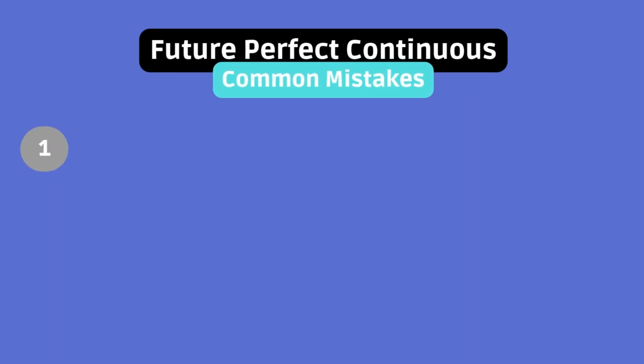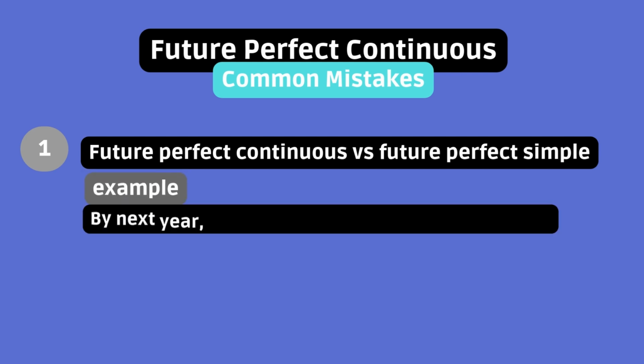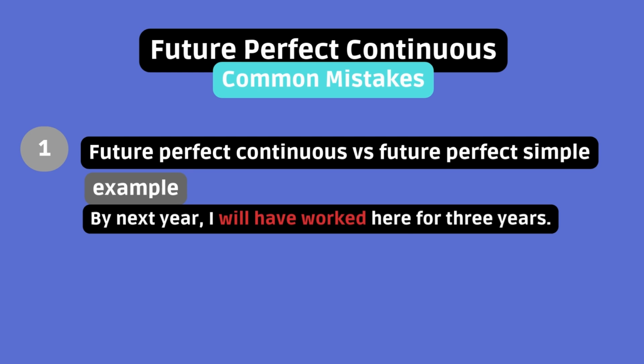Common mistakes: future perfect continuous versus future perfect simple. Be careful when juggling between these two tenses. They aren't interchangeable. Their focus and meaning aren't the same. Example: by next year, I will have worked here for 3 years. Here, the future perfect simple is only correct if you wish to focus on the completion of the action at some point next year. Perhaps a work contract will be coming to an end.